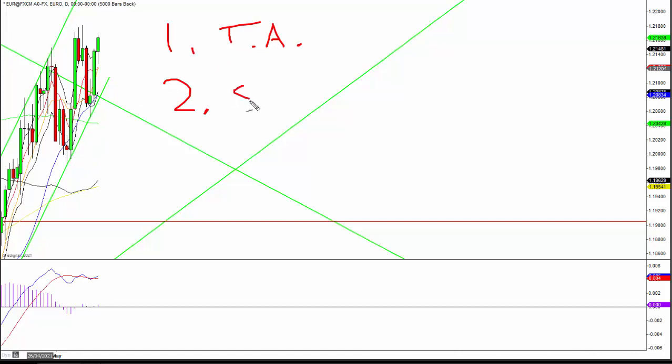Number two, a big factor for me is sentiment, and so I'm going to talk to you a little bit about sentiment through this. And then some of you will be surprised by this, I'm going to talk about fundamentals.